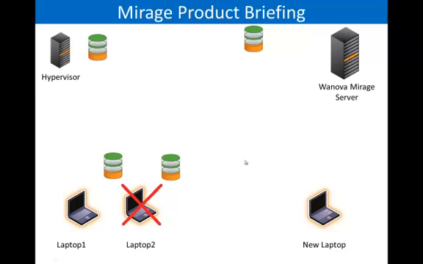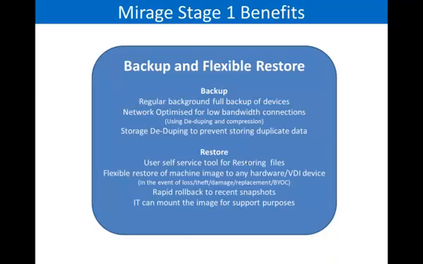We've got regular background backups of devices, full backups, and it's all network optimized for low bandwidth connection using its dedupe technology and compression. It also does storage deduping, so we don't obviously store duplicate data up in the storage area. For restores, we give the users this tool for restoring their own files without having to make a call into IT. We can also deploy that image to any device. So in the event of loss, theft, damage, replacement, or someone moving to a bring your own computer device, we can just distribute that image to them, and they'll have the exact same copy of their machine as they know it on a new device.